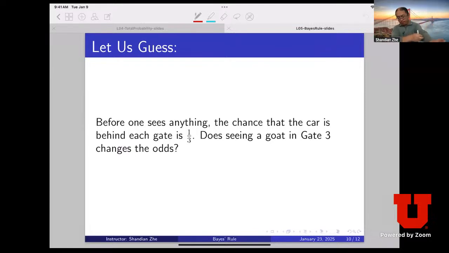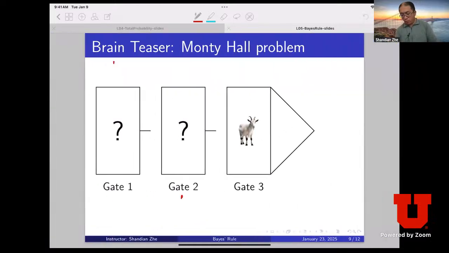Okay, so before we say anything, we are just presented with 3 doors, 3 gates, right? Closed gates. Of course, the chance that the car is behind gate 1 will be 1/3, 1/3, and 1/3. The chance the car is behind every gate is 1/3, an equal chance, right?